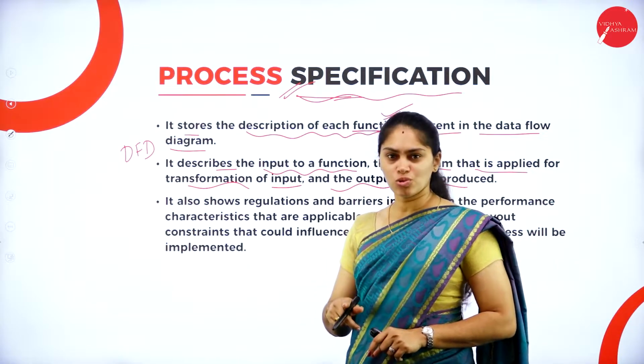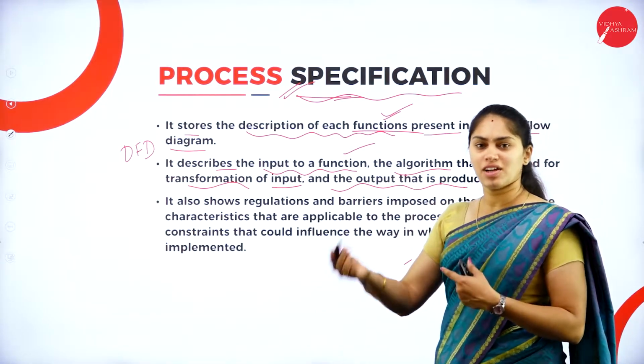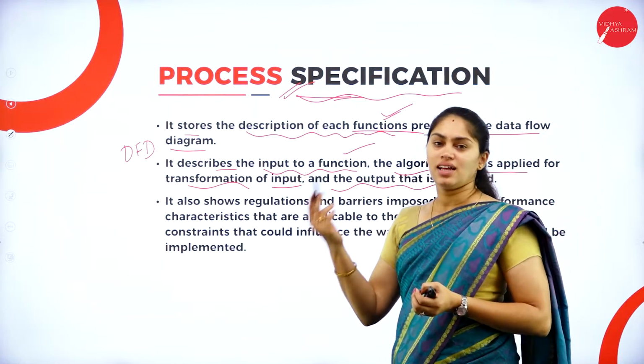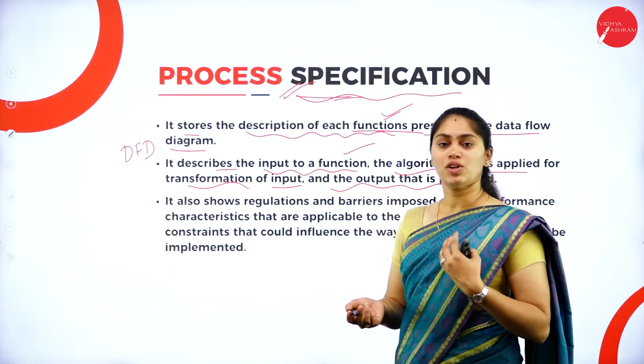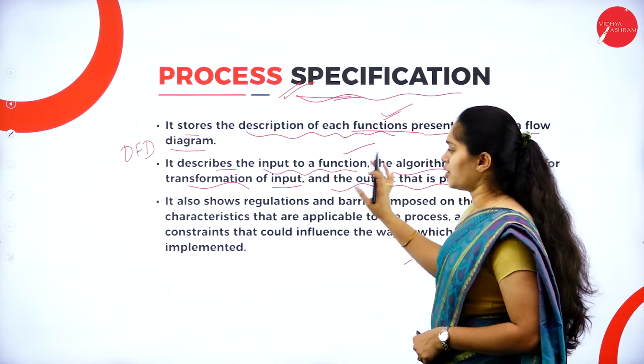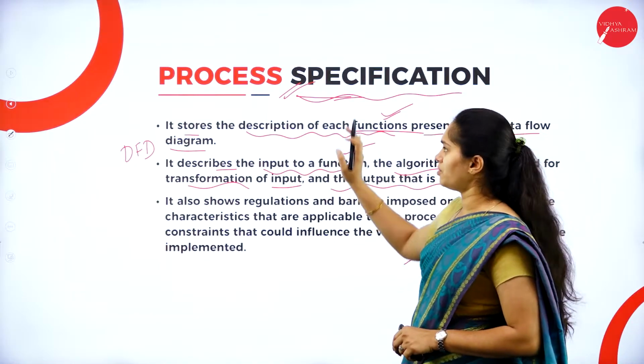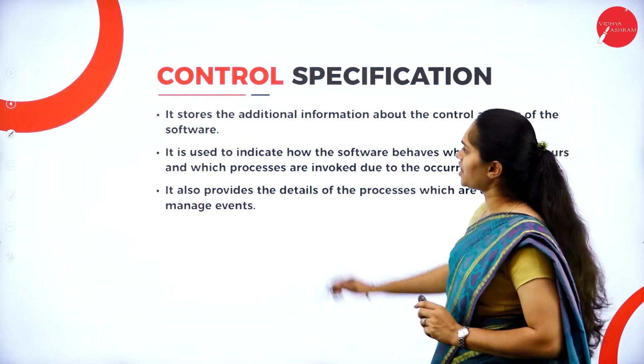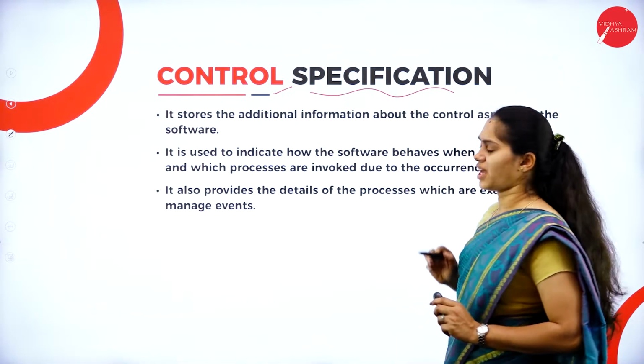So in order to do that, what is the input we are giving to a function, how it is processing, when it got processed, then what is the output that it is going to generate, all those are going to be described and stored in the process specification. Then why do we require this control specification?